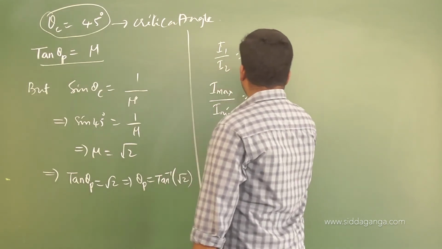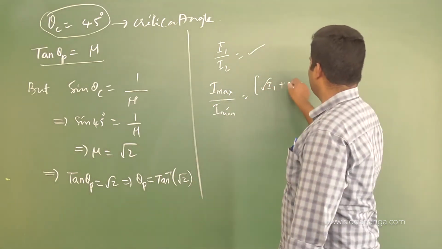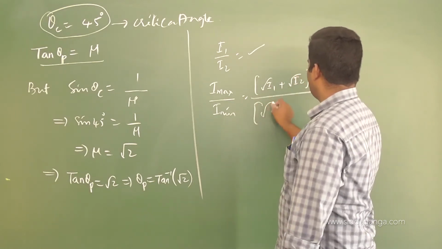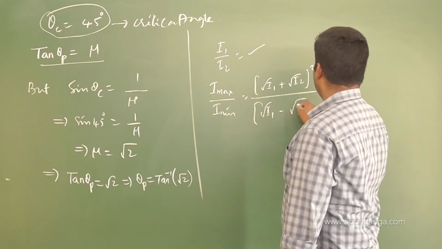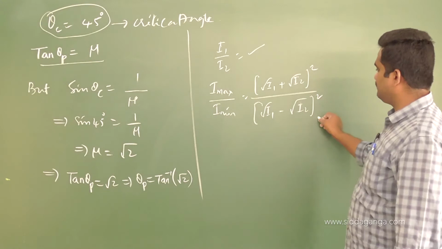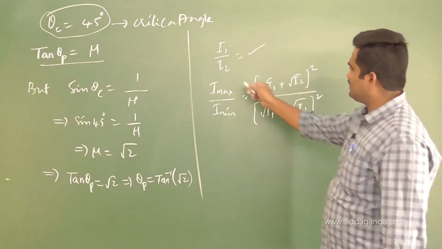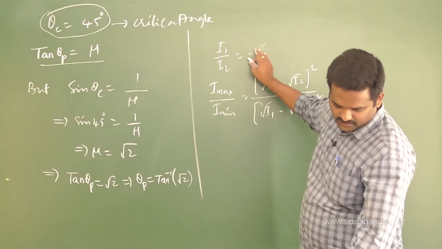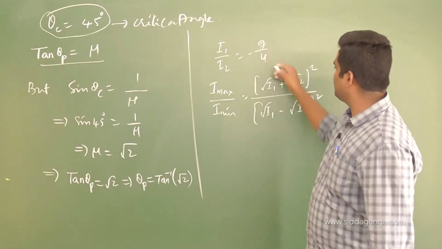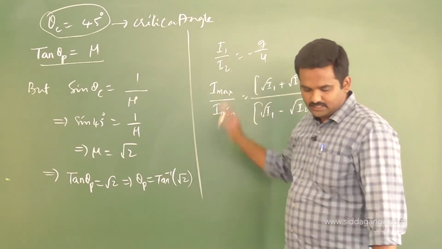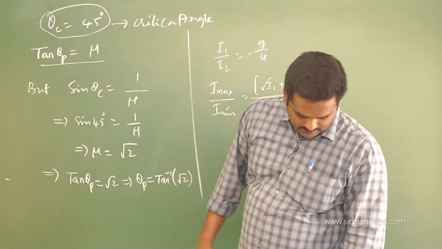The formula is root I1 plus root I2 whole square divided by root I1 minus root I2 whole square. You just write I1 in terms of I2. This value they have given: I1 by I2 is 9 by 4. You take I1 common. I have already discussed this model problem in the previous session, so you just go through that and you will get the answer there.